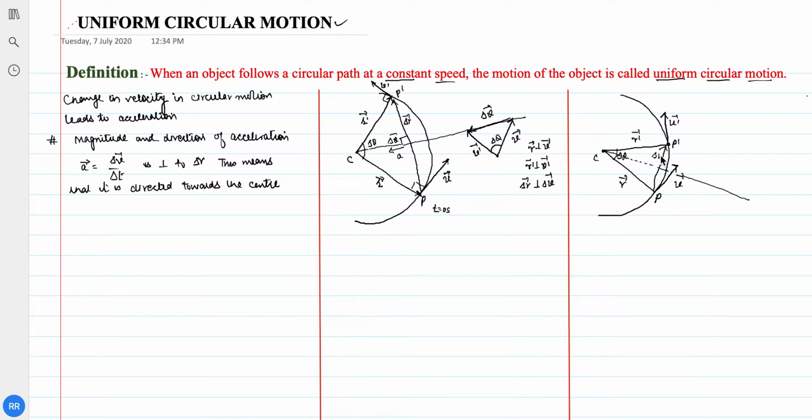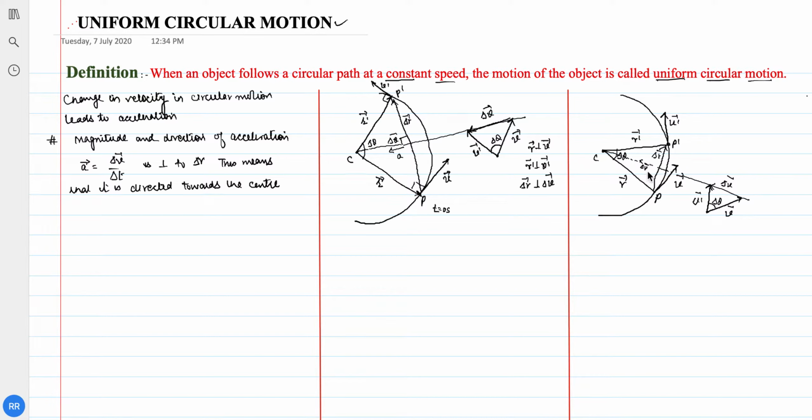This is delta r vector. Now see here in this case, this is the velocity vector v, and this represents the change in velocity. This is v prime vector. This is the angle delta theta. And now once again, from the triangle law of vector addition, delta v is represented by the third vector, which is once again directed toward the center. So delta v, the change in velocity, is directed toward the center.